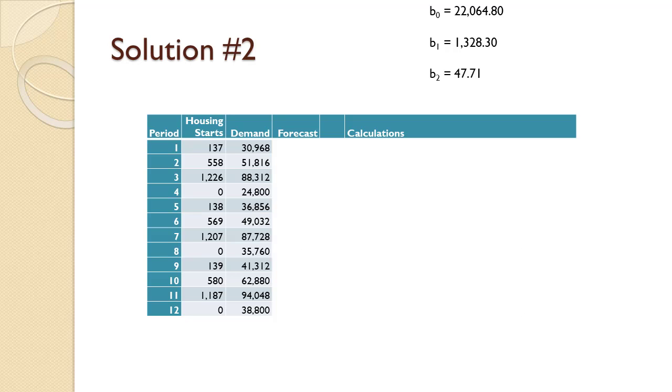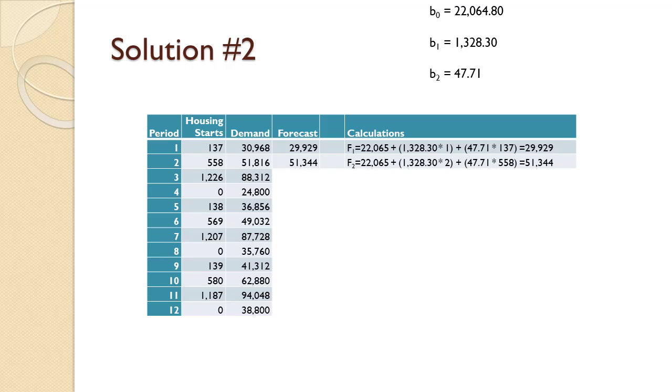As we saw from the printout, the intercept, or B sub 0, is 22,064.8. The period slope, or B sub 1, is 1,328.3, and the housing starts slope, or B2, is 47.71. Now that we have the parameters to use with the data, we are ready to perform the calculations. F1 equals 22,064.8 plus 1,328.3 times 1 plus 47.71 times 137 equals 29,929. F2 equals 22,064.8 plus 1,328.3 times 2 plus 47.71 times 558 equals 51,344.